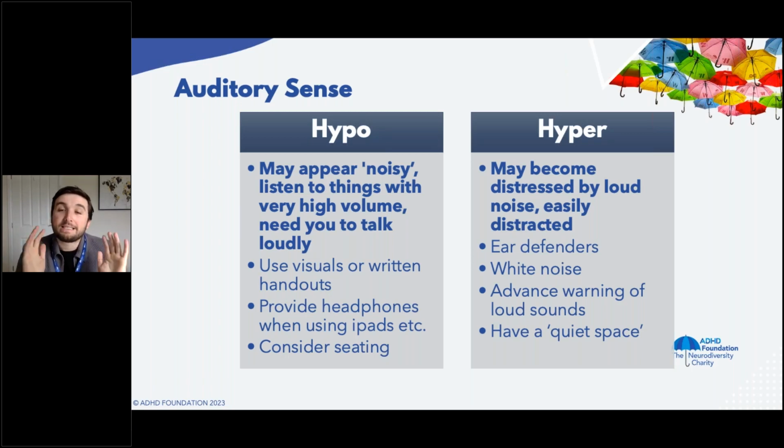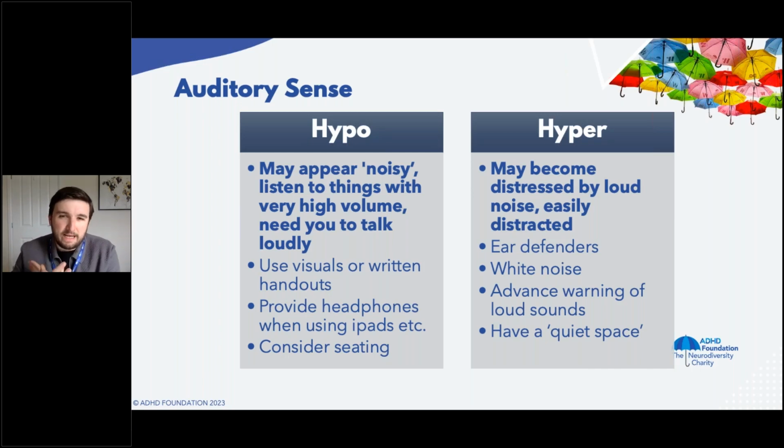And then if someone is hypersensitive with sound, they might become very easily distressed by loud noise. They might become easily distracted by little things that are going on. And this is certainly from my experience of ADHD. This is definitely heavily linked with me. Very easily distracted by noise, and the slightest little things can draw my attention away.